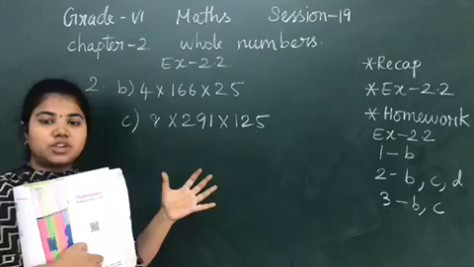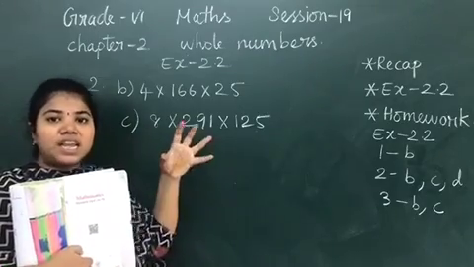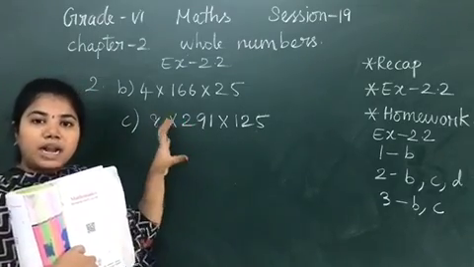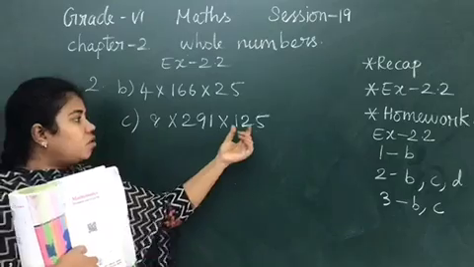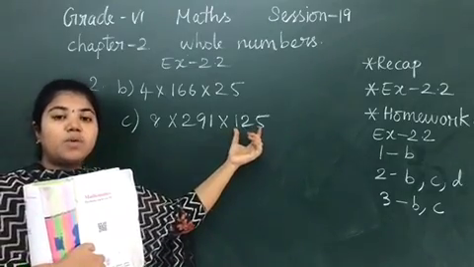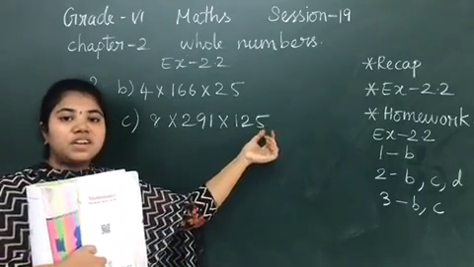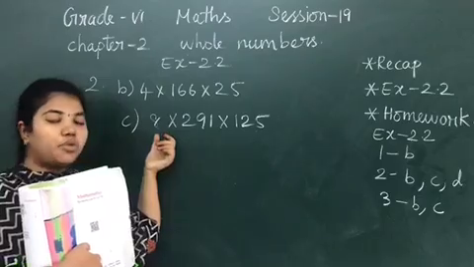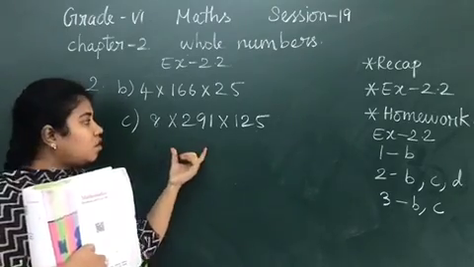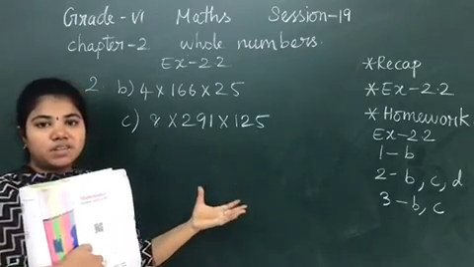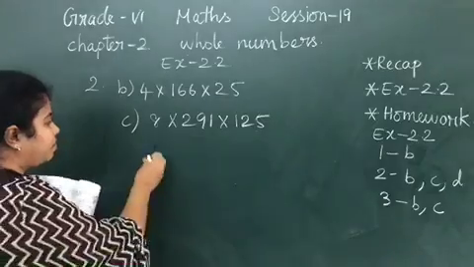What is our question actually? You are going to suitably rearrange some numbers so that the multiplication will be very easy. So here it is 125. Multiplying with 5 multiples is very easy. So 125 into 8 will be 1000. So 1000 into 291 is a simple step. Now see the D sum.